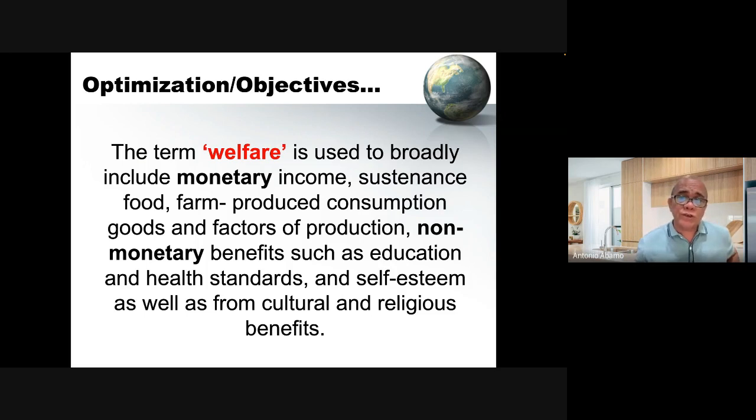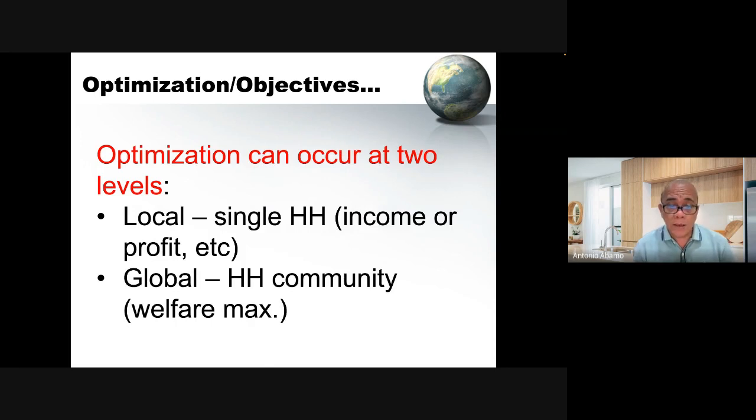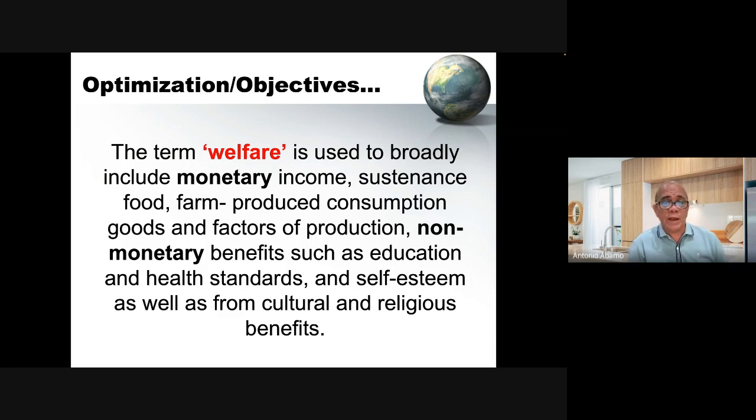The term welfare is used to broadly include monetary income, sustenance food, farm produce, consumption goods, and factors of production. If it is optimal to the community, it could be in terms of welfare maximization. And welfare broadly includes monetary income. It also includes non-monetary income or benefits such as education, nutrition, self-esteem.